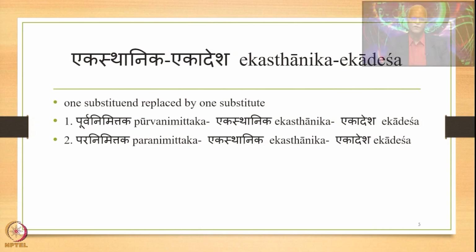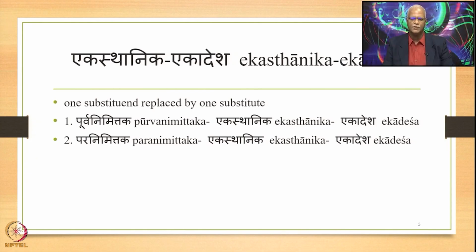This we have to explicitly say primarily because of the use of instrumental case in order to indicate the environment, which happens only in the Hal Sandhi. In the Ach Sandhi, the environments are clearly shown by the fifth case and the seventh case only. So, Purvanimittaka Ekasthanika Ekadesha and Paranimittaka Ekasthanika Ekadesha are the other types of Ekasthanika Ekadesha.